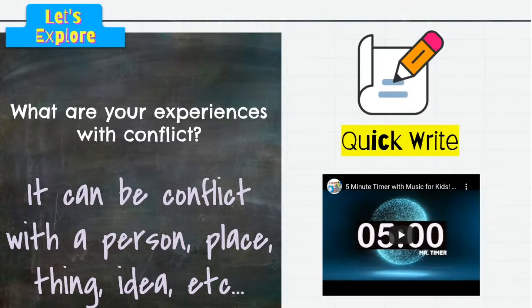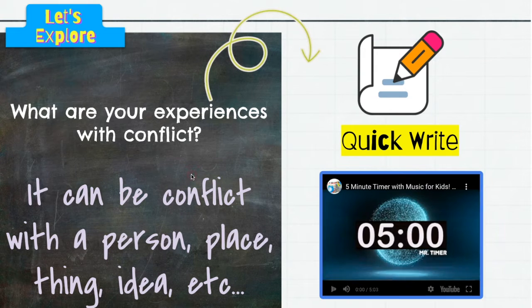All right, we are back. So what are your experiences with conflict? If you're like me, I have several experiences with conflict. And we all do. That's a normal part of the human experience. So what we are going to do today is look at how we can categorize these types of conflict, because it's not just one. We can break them down into categories. So let's explore those.